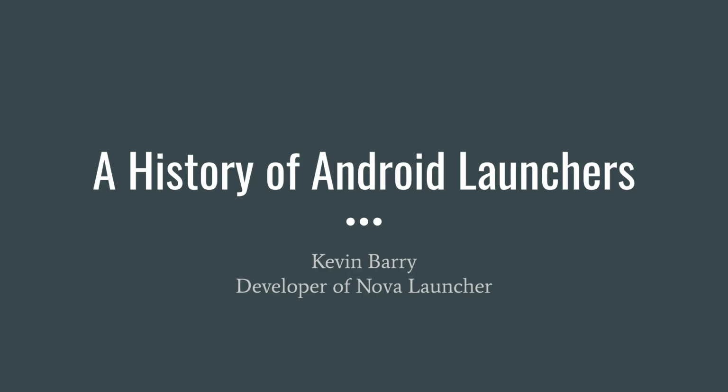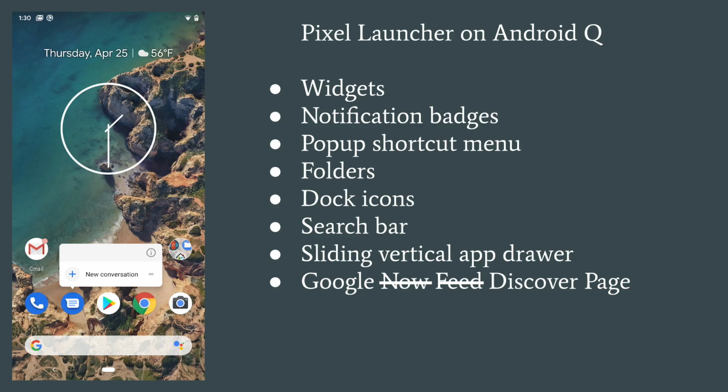I want to talk about how the current launcher looks, how it got that way, and the different influences it's had. This is Pixel Launcher with Android Q, and you can see the basic structure: there's widgets, the notification badge on Gmail, the pop-up shortcut menu when you long press, with new conversation or maybe recent conversations, folders, dock icons, search bar, the sliding vertical app drawer, which Google's gone away from and come back to, and then Google Now or Feed or Discover, whatever you want to call it. I'm going to go with Google Now because it's muscle memory.